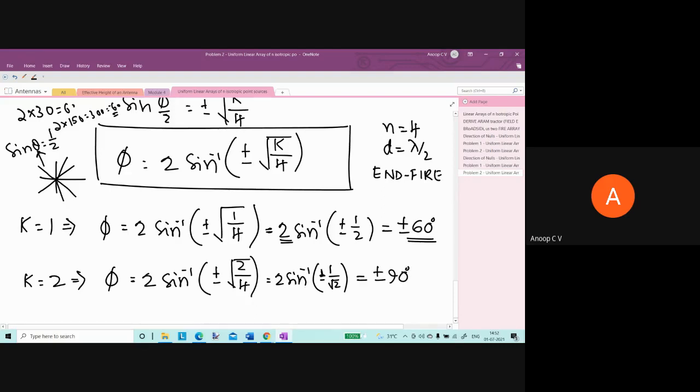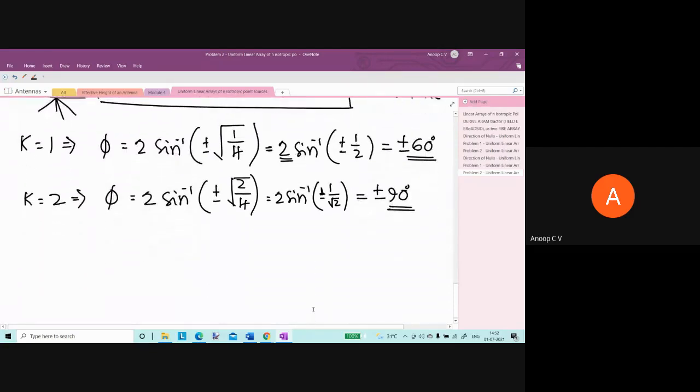Sine theta will be 1 by root 2 for 45 degrees, and minus 1 by root 2 will be minus 45 degrees. So twice that will be plus or minus 90 degrees. You should be able to think this through and confirm. So we got plus or minus 60, plus or minus 90. Again, for k equal to 3, is it a valid case?